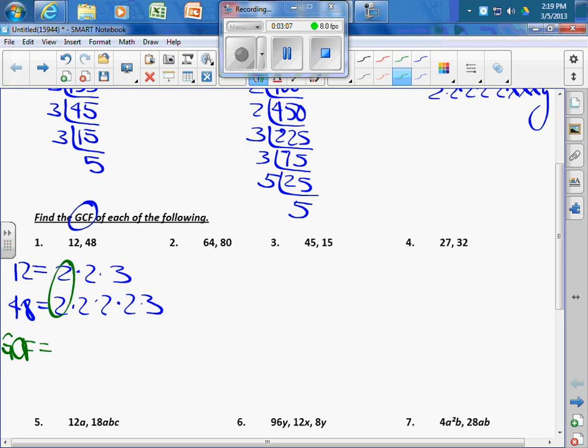Well, I have a 2 in common. Write it down. I have another 2. Write it down. I don't have any more 2's, but I do have a 3. Write it down. The GCF, 2 times 2 is 4, times 3 is 12.